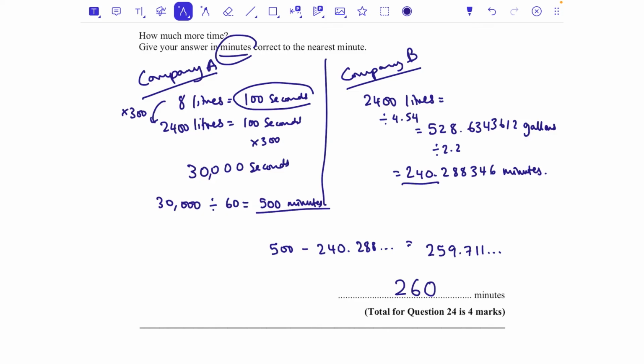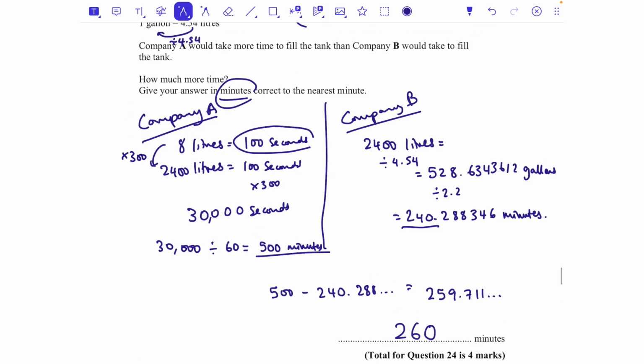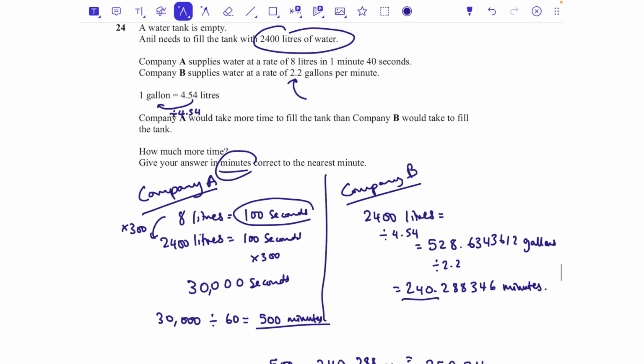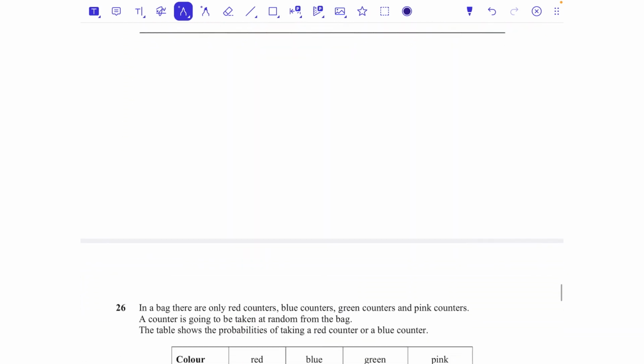And you could have got that from a lot of different methods. So hopefully you've got 260 as your answer. That way makes the most sense to me, but you might have done it a different way. So yeah, 260 was your answer.